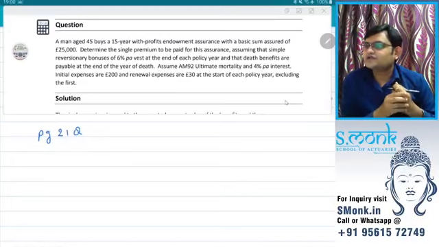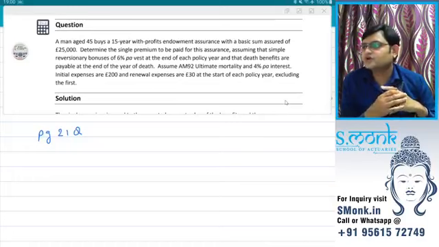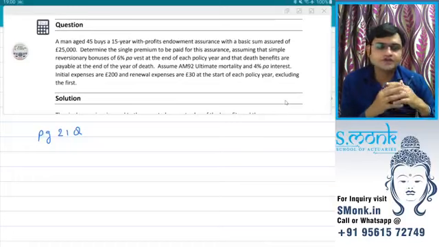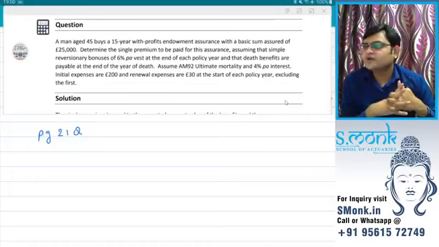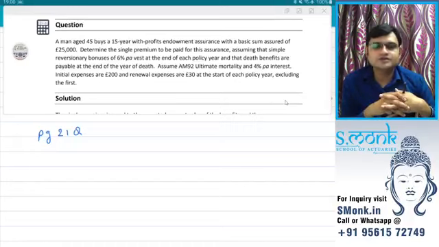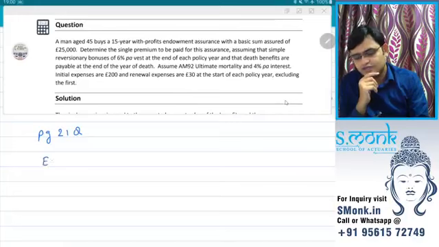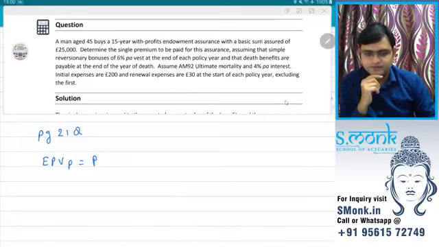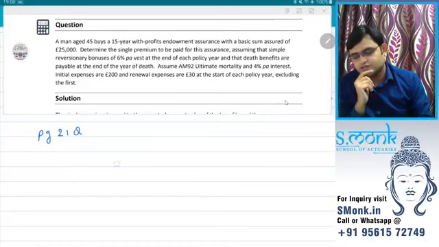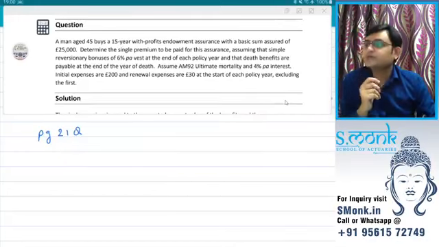A man aged 45 buys a 15-year with-profit endowment assurance with basic sum assured of 25,000. So we have with profit. Determine the single premium to be paid for this assurance. Single premium, that means we are talking about a single premium at time 0. So the expected present value of premium will just be P, the single premium.